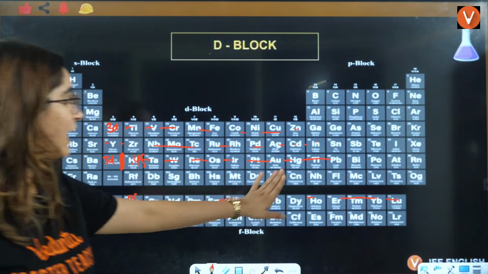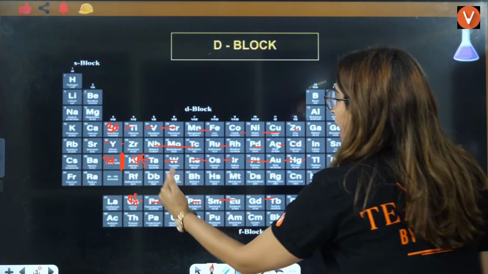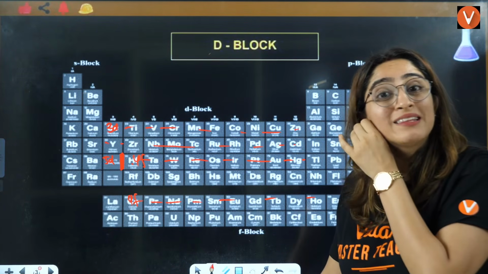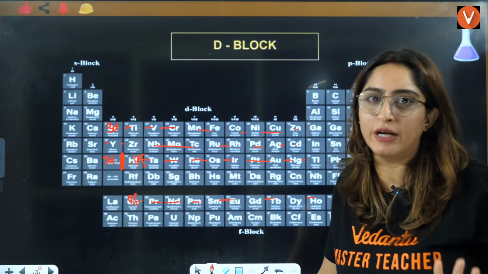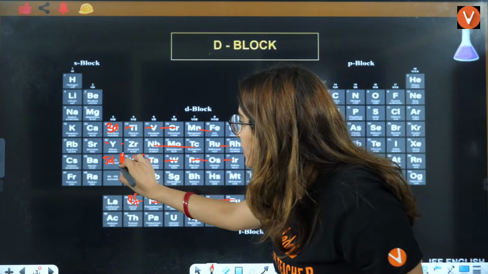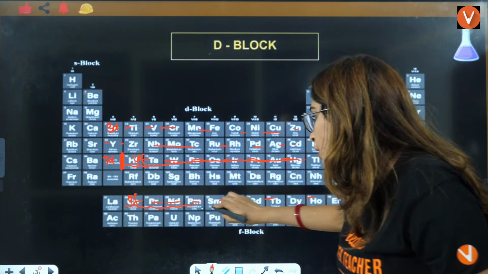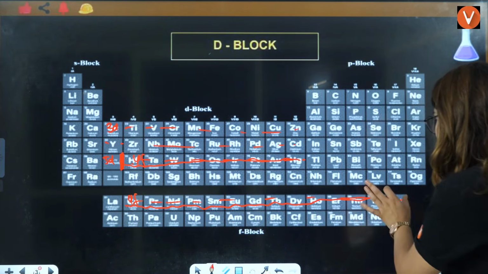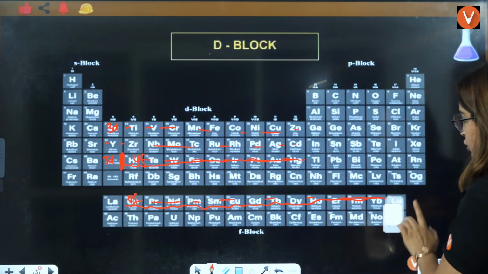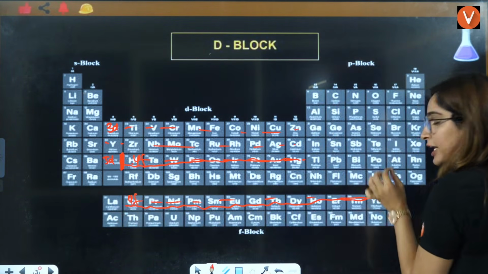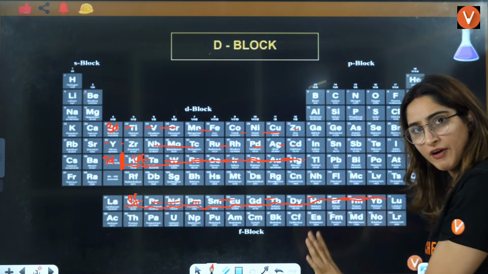Understood? Now can you see, until here, there was only the 3D orbital which was being filled, right? Now here you have 4F. Why? Because from cerium you have 4F till lutetium. This one is lutetium. This is cerium here, right? Cerium to lutetium you have 4F being filled.